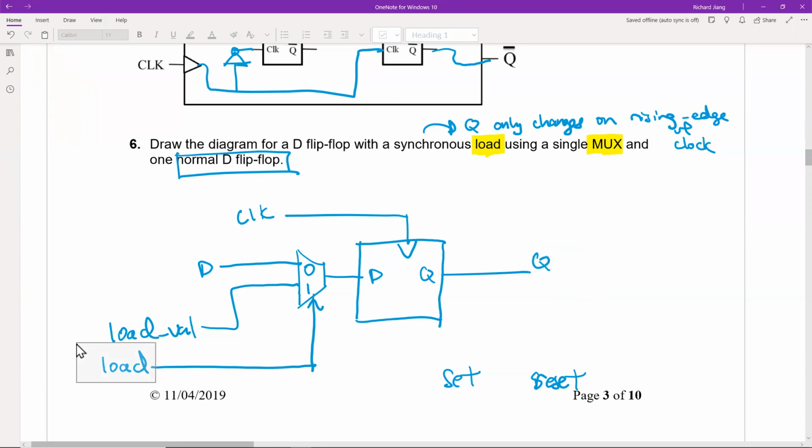But generally, if you say load, it means you should actually have some value that you want to load into there. So using a little bit of common sense, we deduce that there's actually one other input, the value that you want to load into the flip-flop. Does that make sense? That makes sense. Good. Any other questions? I don't think so on that one.